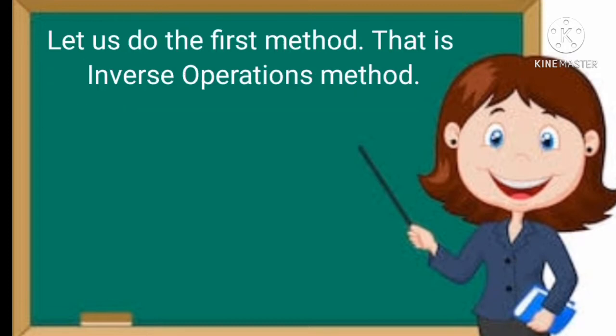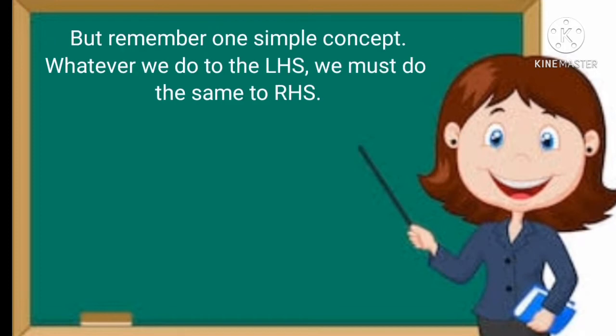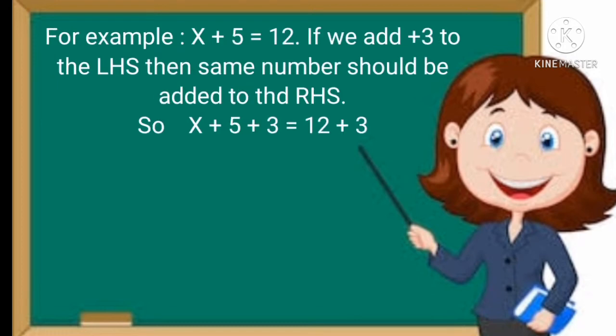Let us do the first method, that is inverse operations method. But remember one simple concept. Whatever we do to the left hand side, we must do the same to the right hand side. For example, x plus 5 is equal to 12. If we add 3 to the left hand side, then the same number should be added to the right hand side. So, x plus 5 plus 3 is equal to 12 plus 3.